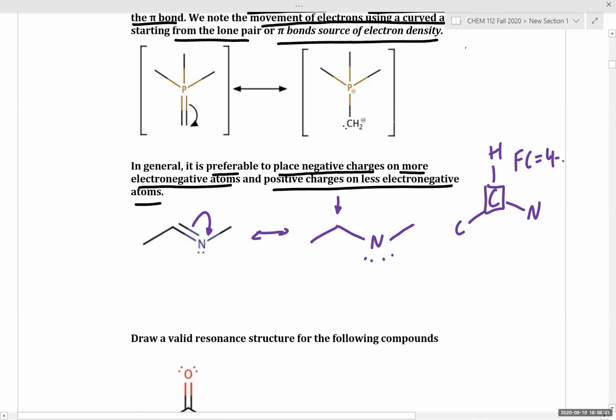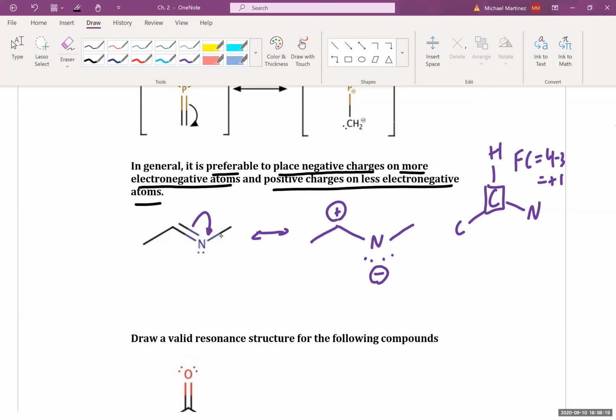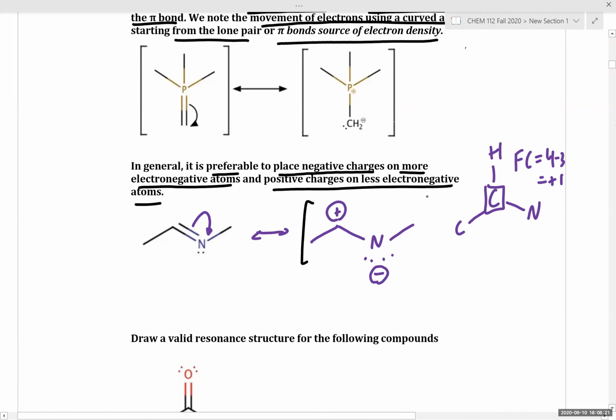+1, yep. 4 minus 3 gives us +1. So we'd put a positive charge, and the nitrogen would have a negative formal charge. Okay, perfect. So this is one possible resonance structure that we can draw.